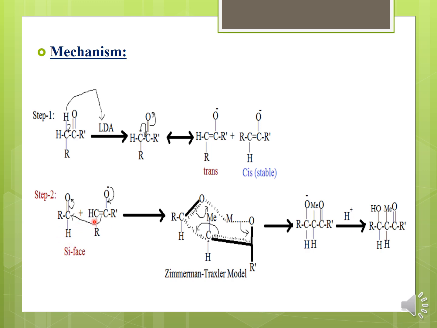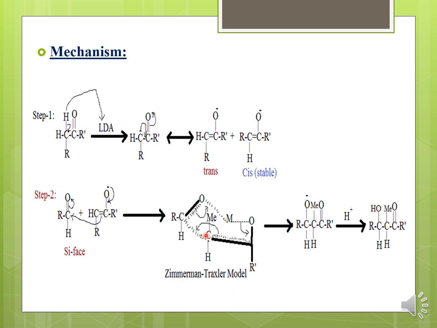So when this bond shifts over here, making a bond, and then this bond goes, it will make it the O minus. So there is a generation of one transition state. Remember that this is the Zimmerman-Traxler model. Whenever you see a system like this, that is known as a Zimmerman-Traxler model.